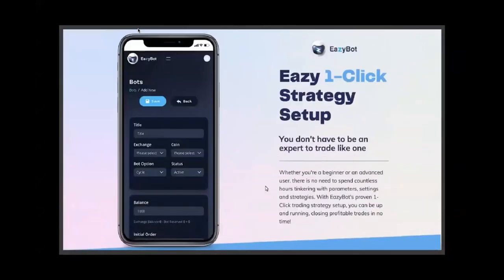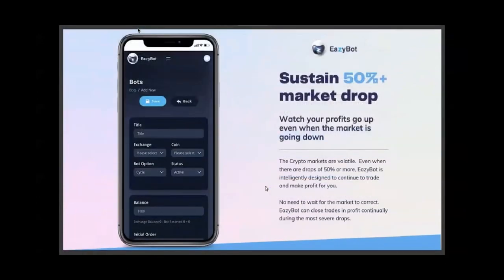So let's talk about some of the key features that you'll get to take advantage of if you decide to use EazyBot for yourself. So first up is our easy one-click strategy. Now, you don't have to be an expert, but you do get to trade like one. So whether you're a beginner or an advanced user, there's no need for you to spend countless hours tinkering with parameters and settings and strategies. With EazyBot's proven one-click trading strategy setup, you can be up and running, closing profitable trades in no time.